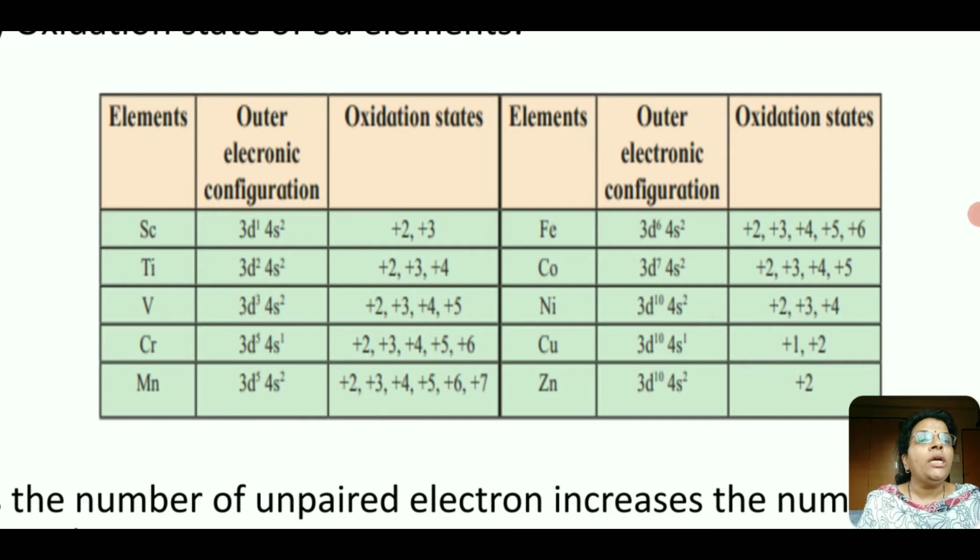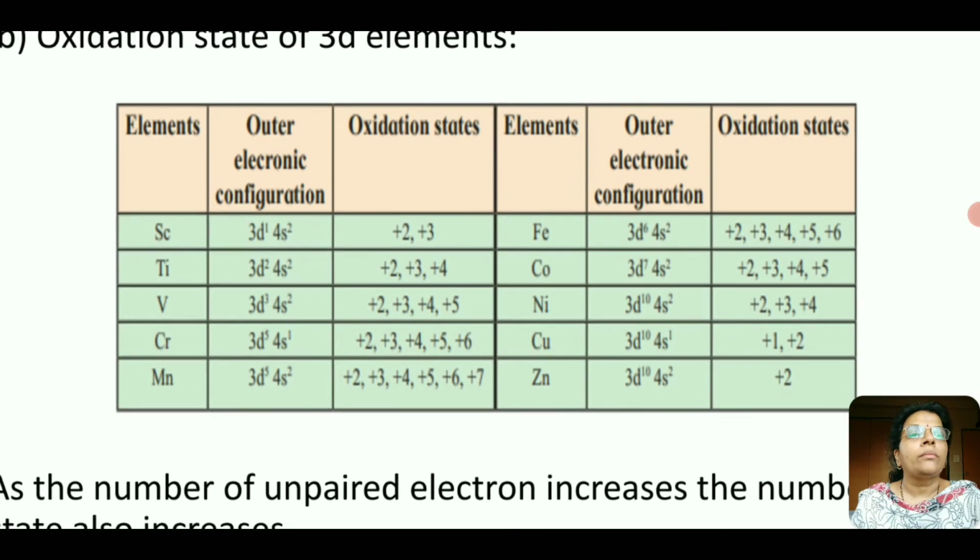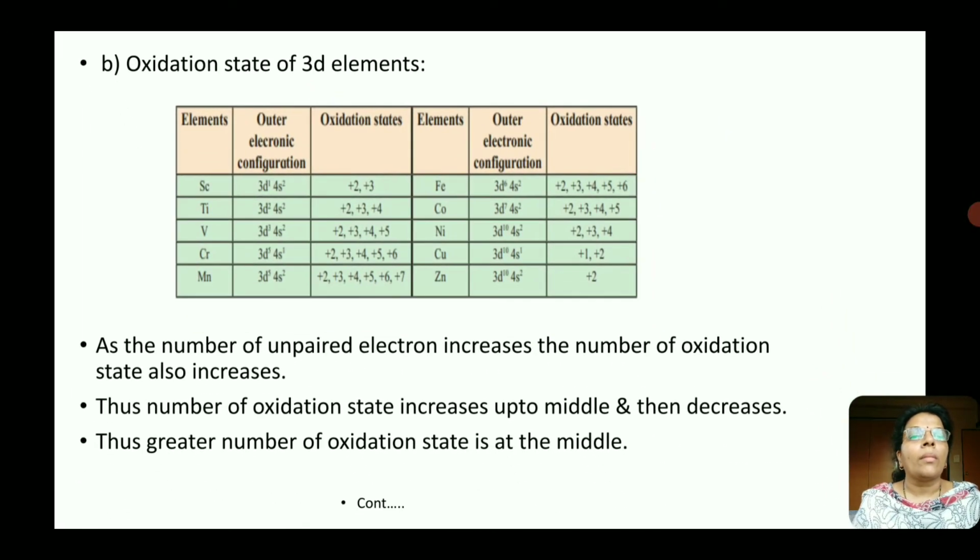Now in case of zinc, electronic configuration is 3d10,4s2 and this zinc is stable in +2 oxidation state. Now here, as the number of unpaired electrons increases, the number of oxidation states also increases. Thus, the number of oxidation states increases up to the middle and then decreases. This is due to pairing of d electrons. Thus, the greater number of oxidation states is at the middle.